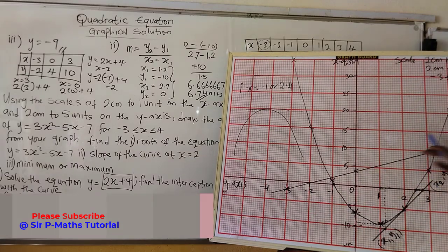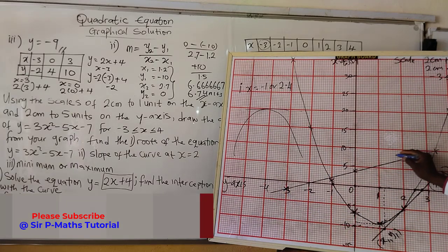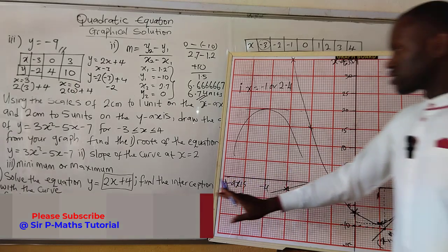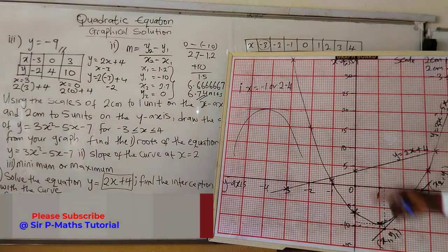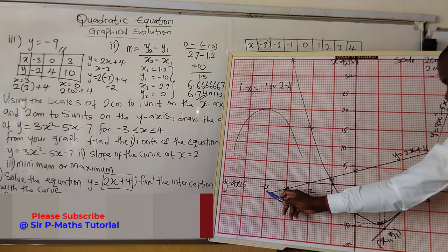All right, I've produced the curve. Don't forget to write the equation you solved on each of the lines. For this one, I have y equal to 3x squared minus 5x minus 7. So I've drawn this. Then the next question there says, find the intersection of the line with the curve. This is the straight line.